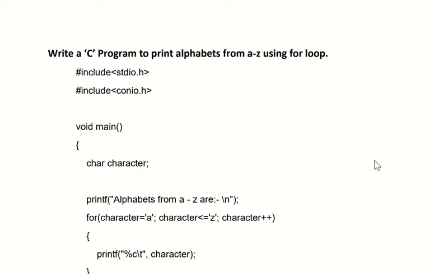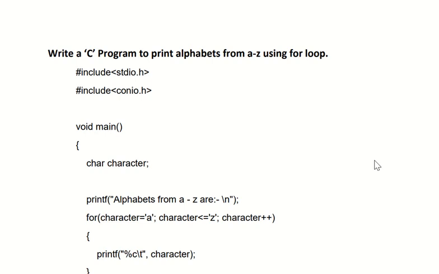Hello everyone. So today's topic is: write a C program to print the alphabets from A to Z. That is small a to z actually, that's why I've used small a and small z. And we are using a for loop for this program.